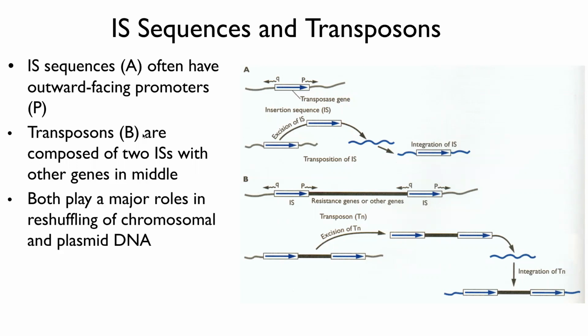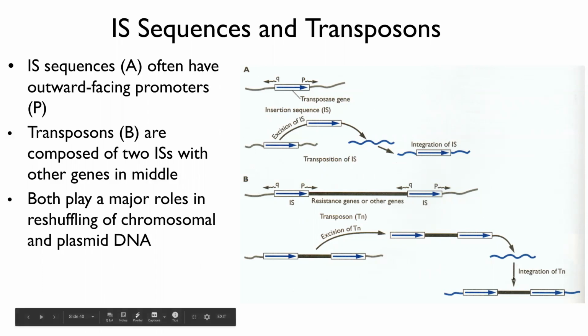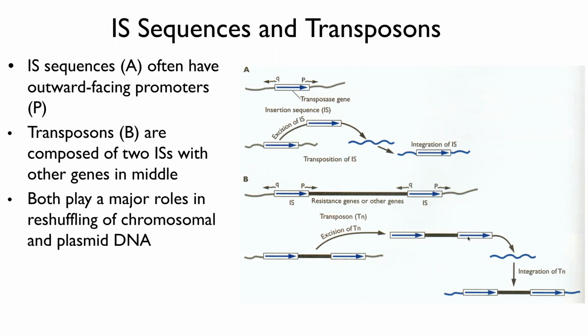Now, transposons are comprised of two insertion sequences with genes in the middle. So we have insertion sequence 1, insertion sequence 2, and then we have some sort of other cassette of genes, typically antibiotic resistance genes, but it can be any number of things. And you can see we have this transposon, it's excised, and then it's integrated into another part of the bacteria's chromosome. So just jumping from one part of the chromosome to another.